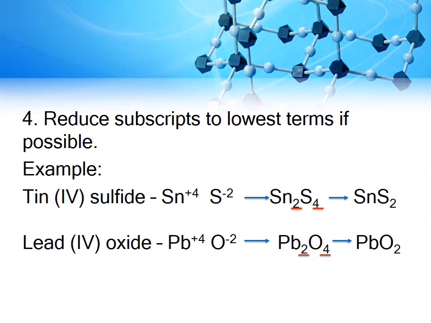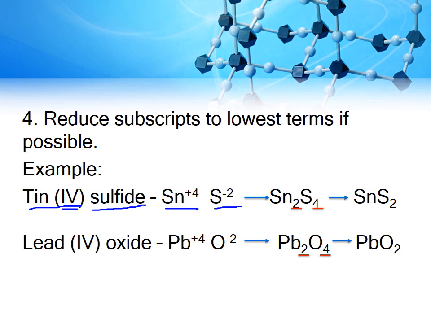Another rule in writing chemical formula is to reduce subscripts to lowest terms if possible. For example, we are asked to write the chemical formula of the compound tin 4 sulfide. First, we will write the symbol of the element and its oxidation number. So in this case, tin uses its oxidation state, which is 4, and that is Sn positive 4, and sulfide, which is S negative 2.